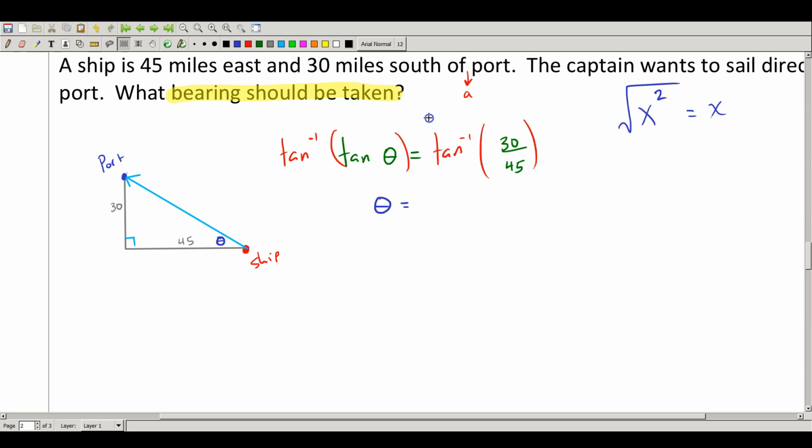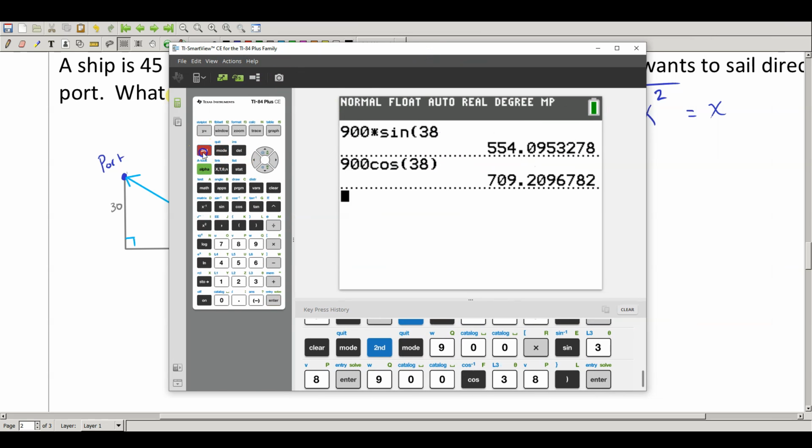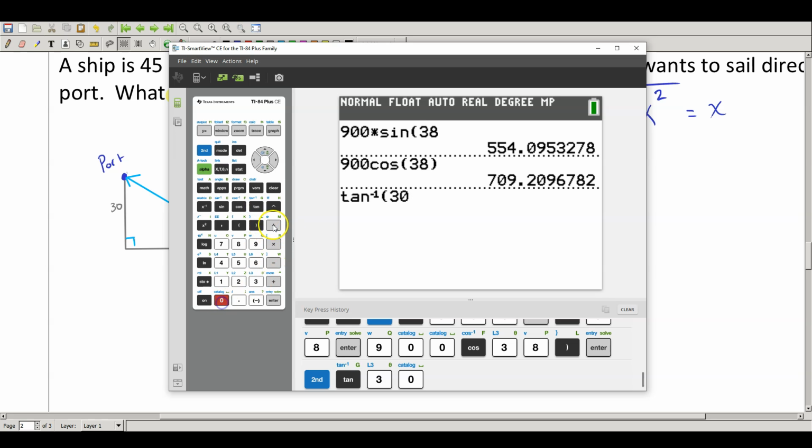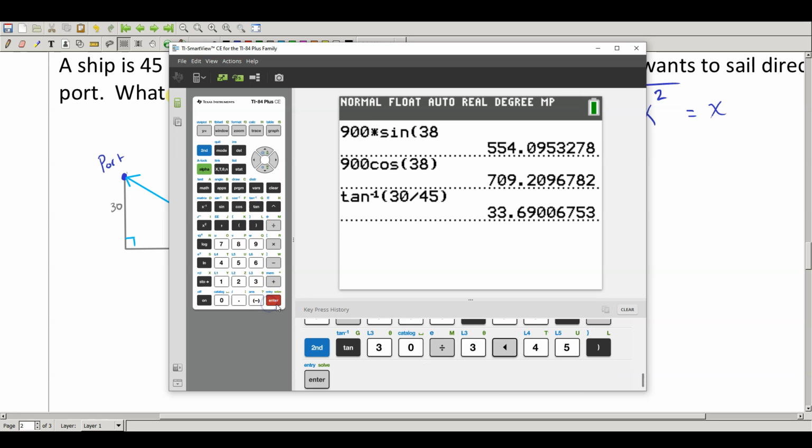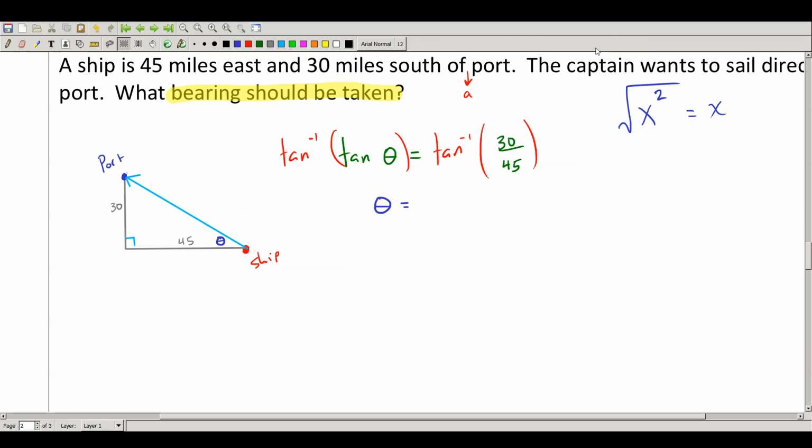On the right hand side, I have inverse tangent of 30 over 45. So here's like a slope, 30 over 45, and we have to say, well, what is the angle that goes with that slope? So we're going to ask our calculator, inverse tangent of 30 over 45, and that is about 33.6. We'll just round to the nearest tenth. So theta is approximately 33.7 degrees. Now that's not the bearing, right?